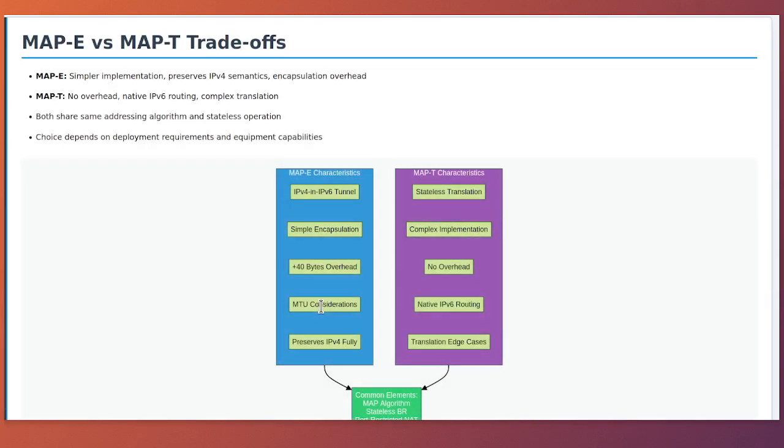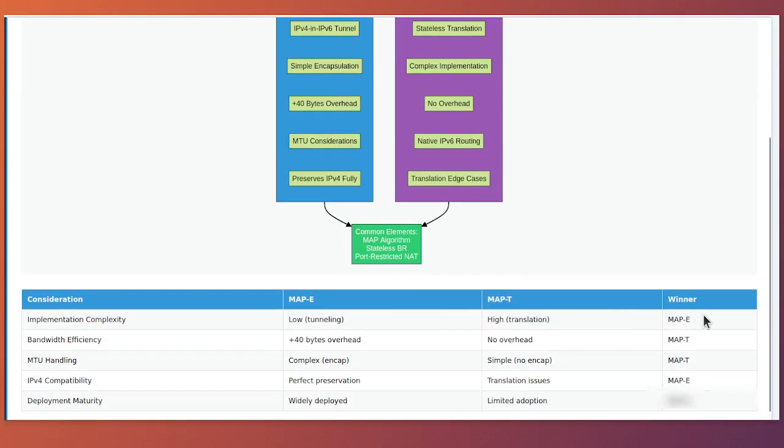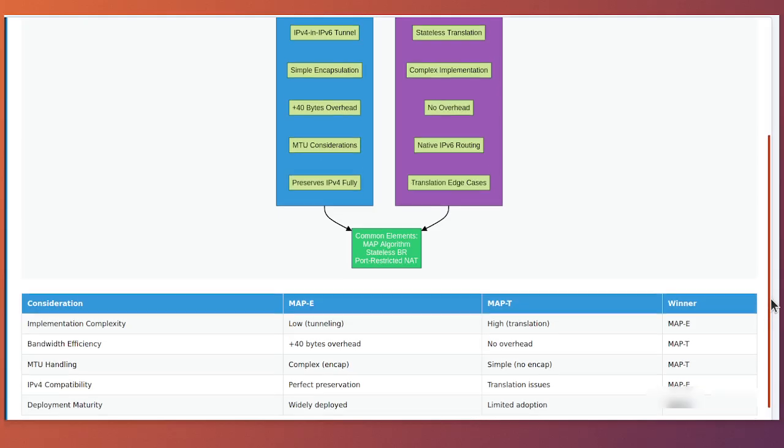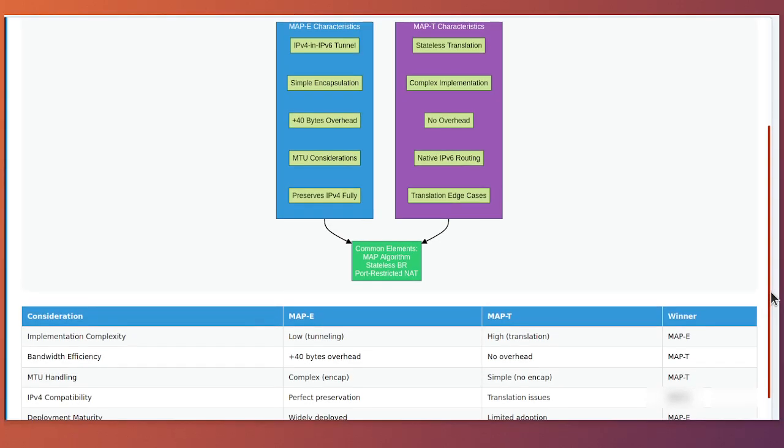MAP-E versus MAP-T comparison. Choosing between MAP-E and MAP-T involves understanding the trade-offs between these two approaches. Both variants share the same addressing algorithm and provide the same basic functionality, that is, stateless IPv4 service over IPv6 only infrastructure with algorithmically determined port-restricted address sharing. However, they differ significantly in their operational characteristics, deployment considerations, and suitability for different environments.